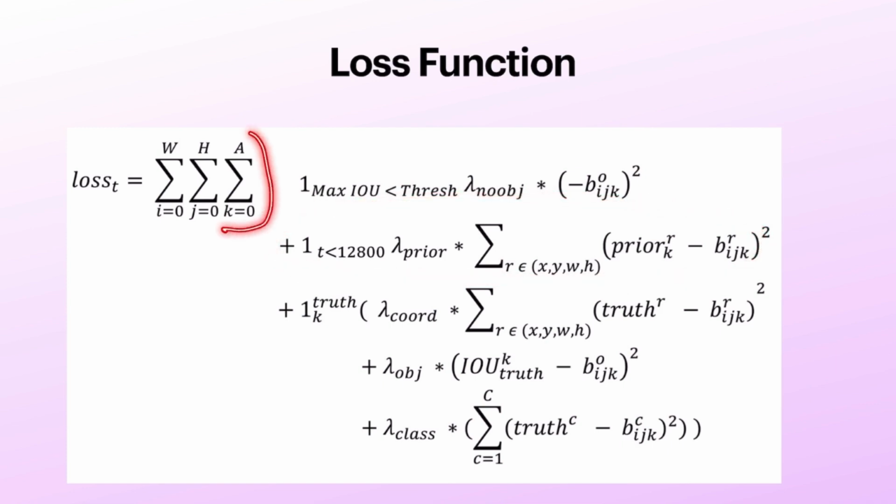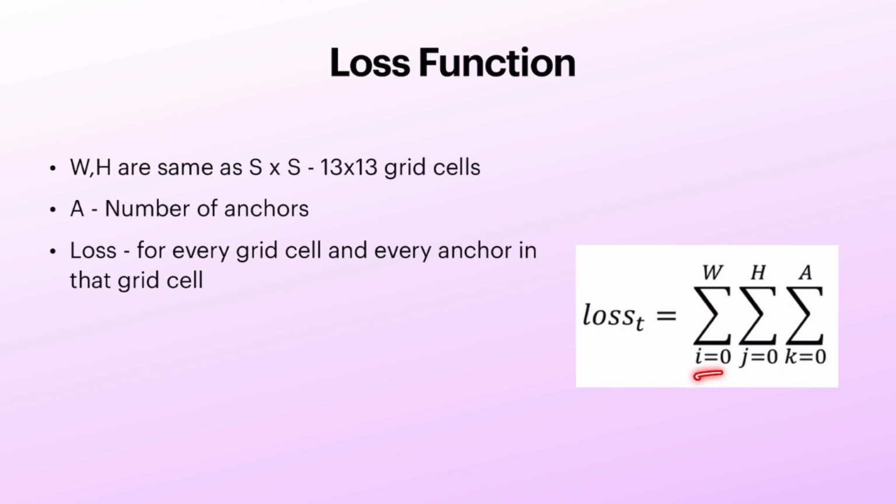And this is one extra summation here like this. So we will see one by one. Now first we will see this particular block. If you see this particular block, so this W and H are actually S by S. So for every grid cell here, every grid cell has 5 anchors, A equal to 5. So for every anchor also we are calculating the loss. Earlier in YOLO-V1, we were only calculating the loss with respect to grid cells. Now we have to calculate the loss with every anchor box. That is what this particular third summation indicates.